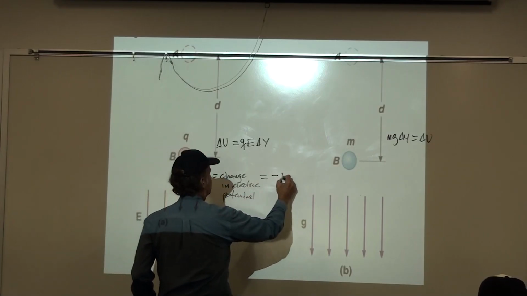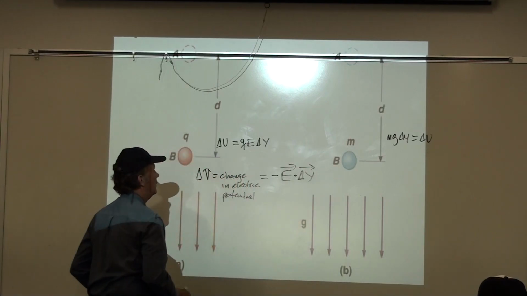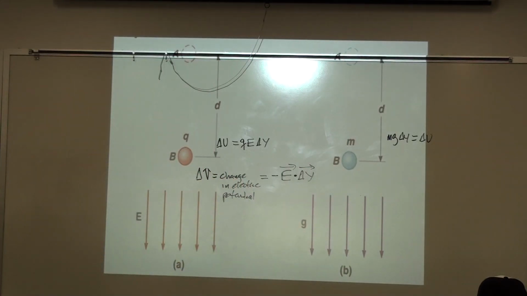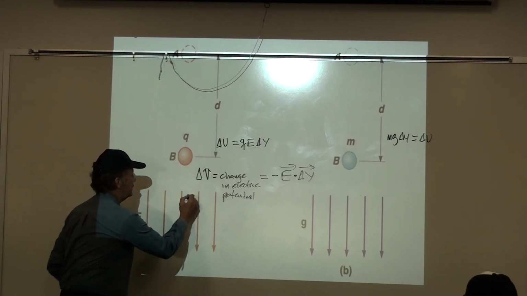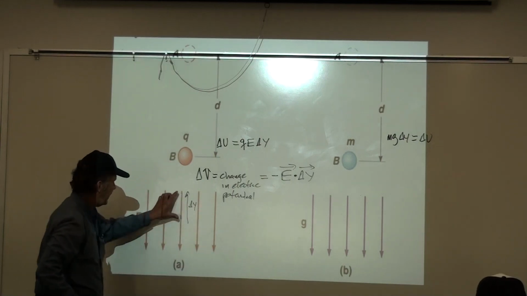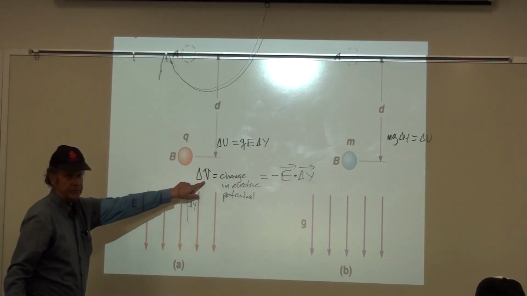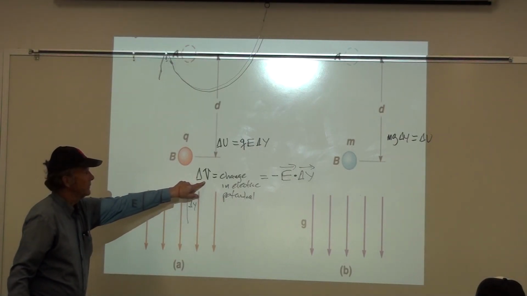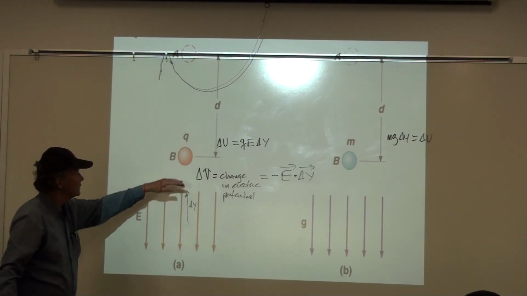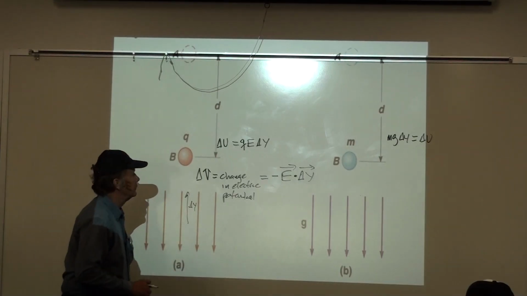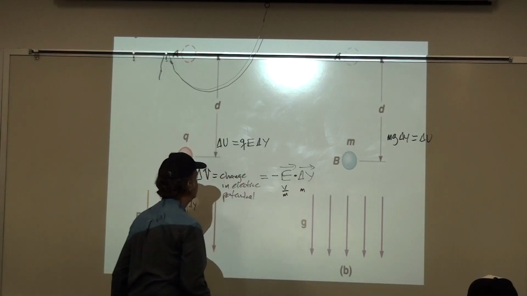Which we defined last time to be minus E dot delta Y, where this is a dot product indicating that if you go completely against the electric field, then your delta Y in this direction has an angle of 180 degrees with E, and that corresponds to a boost in electric potential. Now, if you go the other way, you go with the flow, it's like going downstream, that corresponds to a drop in electric potential. Electric field is measured in units of volts per meter times meter, so that gives you volts.